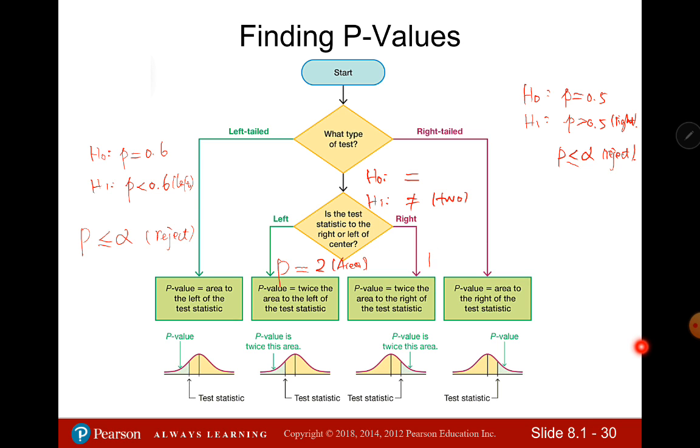You still compare this to the alpha. And if it's less than or equal to alpha, we reject the null hypothesis. So the rule is always the same, but the only difference between the two-tailed and the one-tailed test is the area. For a one-tailed test, the area to the left is already the p-value. But for the two-tailed test, the area to the left should be multiplied by 2. That will be your p-value. Then compare it to the alpha.